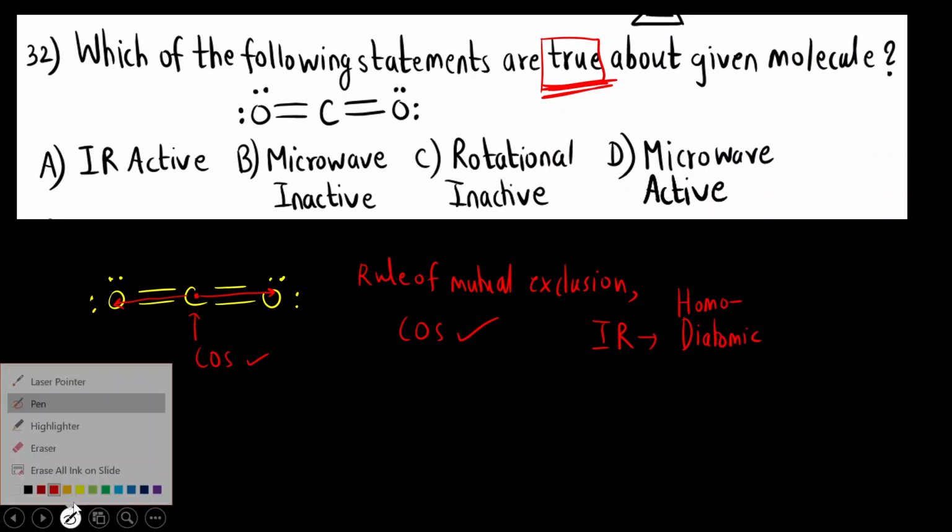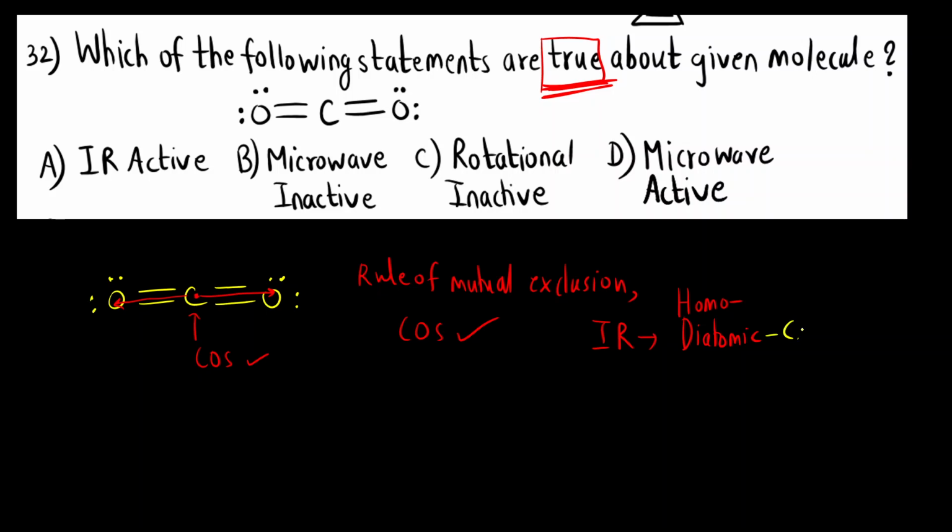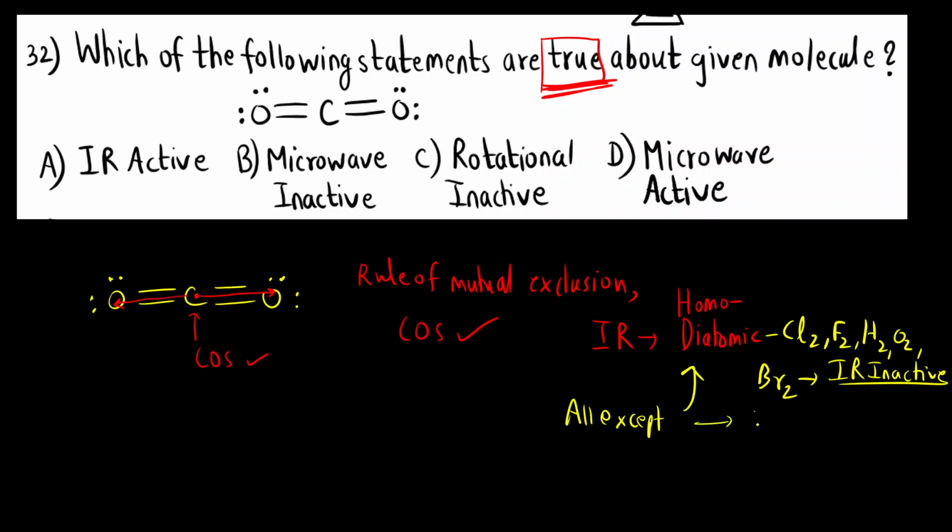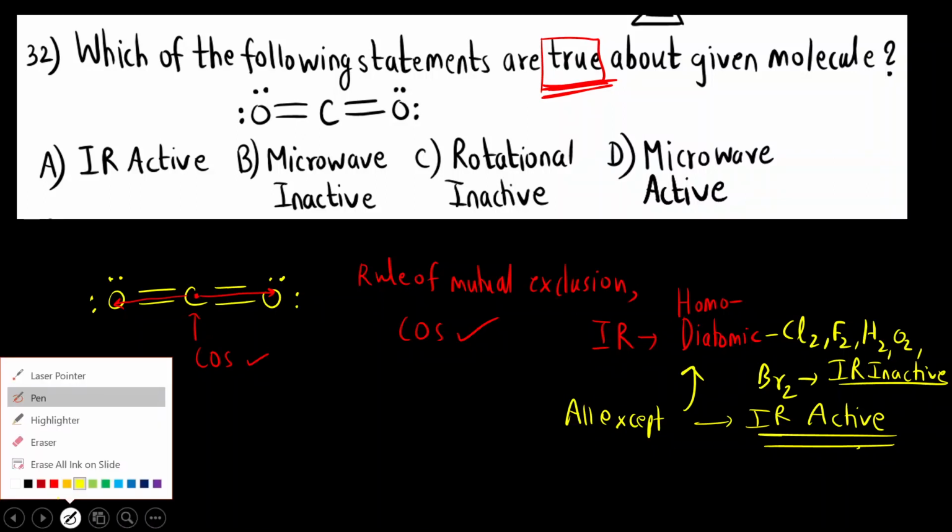Only homodiatomic molecules like Cl2, F2, H2, O2, Br2 are IR inactive. All other molecules, except homodiatomic molecules, are IR active. This is the condition for finding out whether a molecule is IR active or inactive.